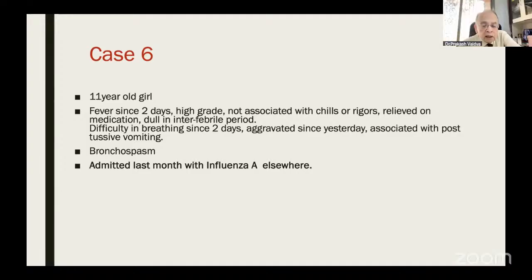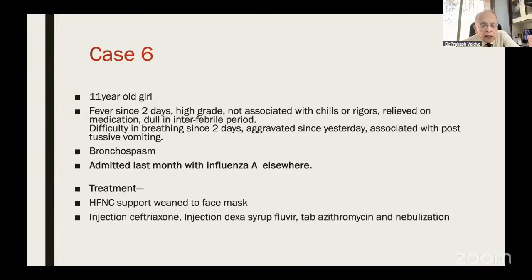Not to mention that influenza can be A or B, so how do we know that this was not a different strain altogether? So this child was put on HFNC and then given injection ceftriaxone, Dexa, again started oseltamivir, azithromycin nebulization. The report showed influenza B plus RSV.